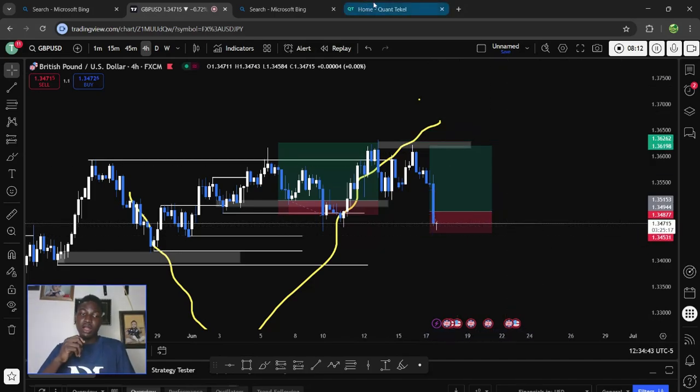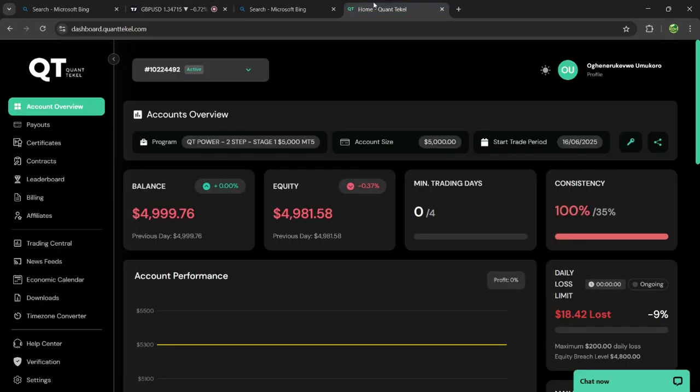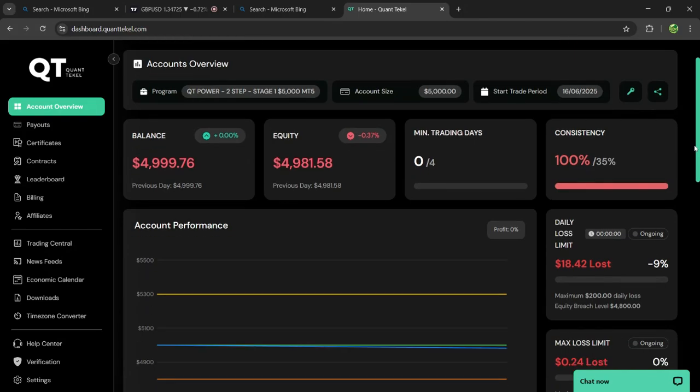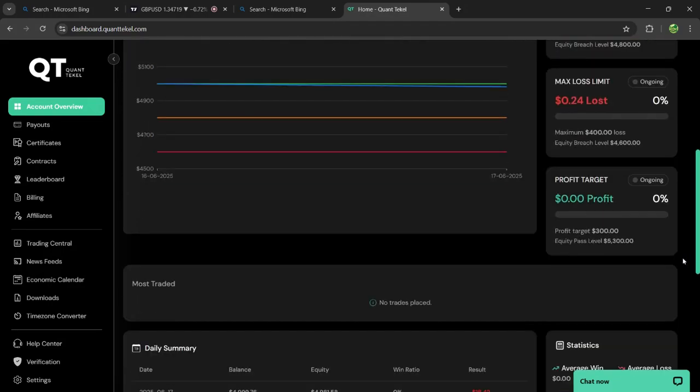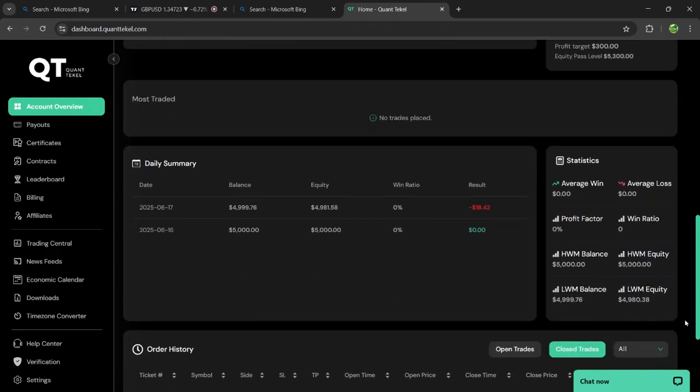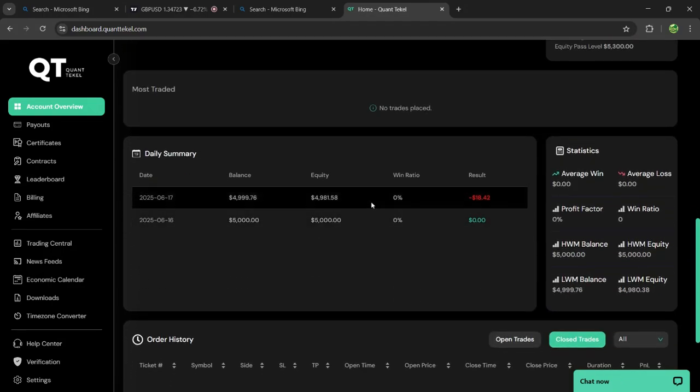Let me just open our Quantec page. Okay. $18 lost. That's currently how the trade is going. So you guys can see that everything here is legit. $18 lost. This position I opened here on the 17th of June, which is obviously today.